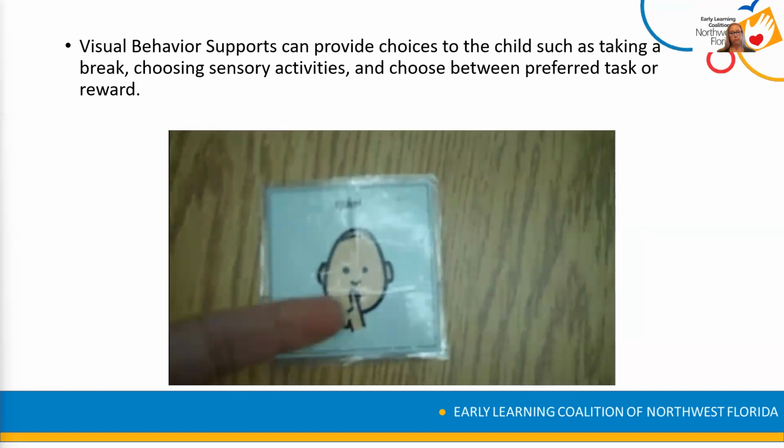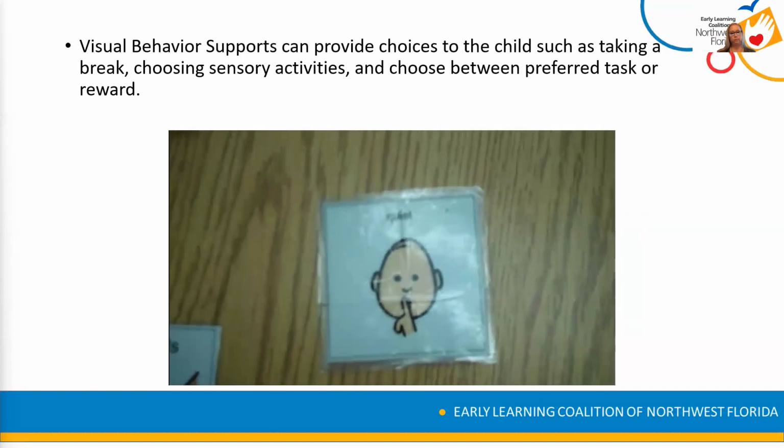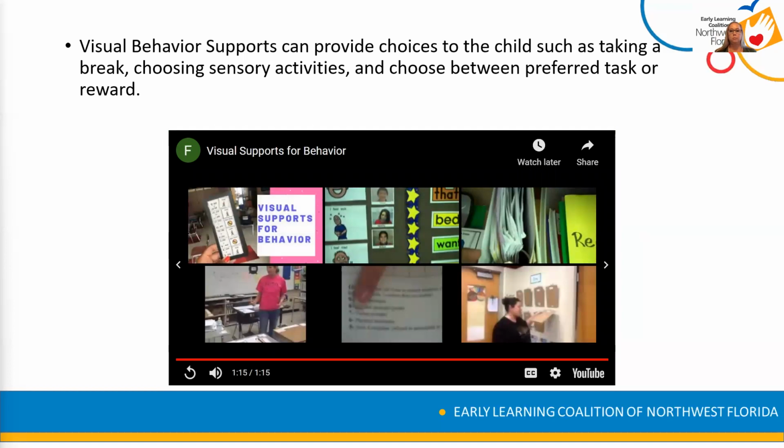Another thing too is just a quiet visual. Providing those little visuals can help a child know, all right, it's time for me to sit down. It's time for me to be quiet. It's time for me to have a calm body. That way, you are actually showing them what you are truly expecting from them.